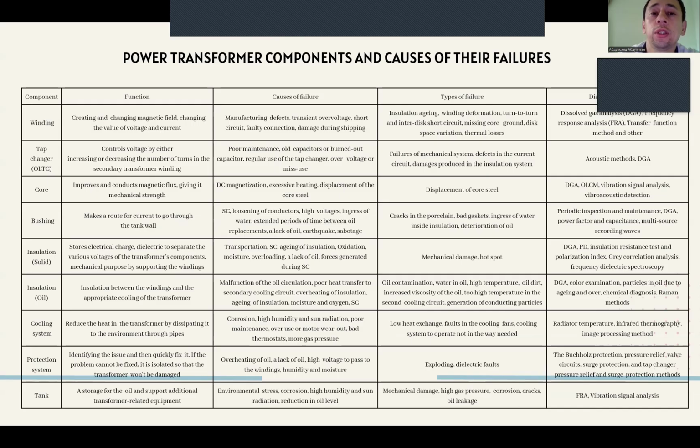Today, several diagnostic methods have been developed, and the solid gas analysis and frequency response analysis methods stand out among other methods due to their high accuracy and wide application in detecting damage to the active part of power transformers.